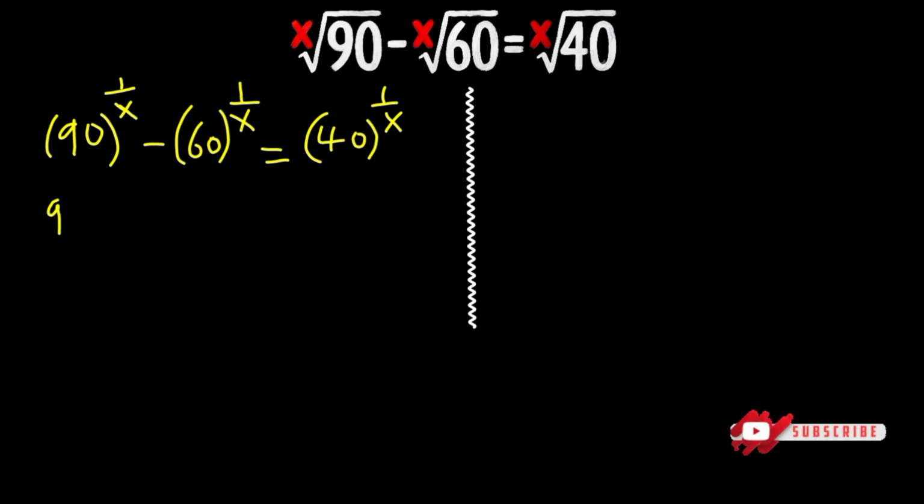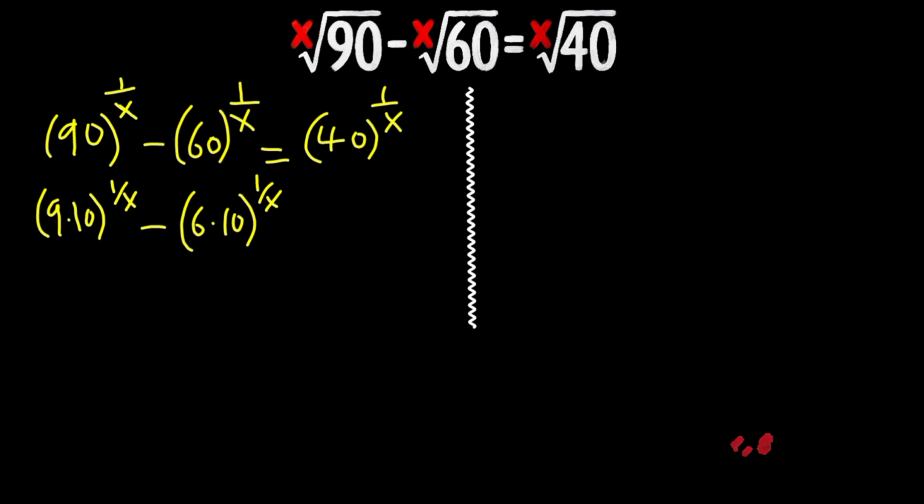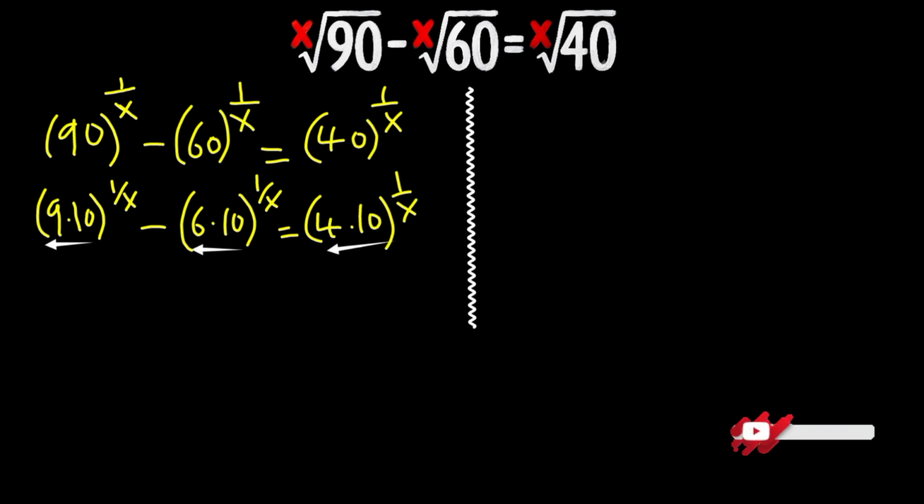So we can rewrite as 9 times 10 all to the power of 1 over x, then minus 6 times 10 all to the power of 1 over x. And we can also do the same for 40, then to the power of 1 over x. Now, what we're going to do here is bring the coefficient of 10 out of the power. Let me draw this here.